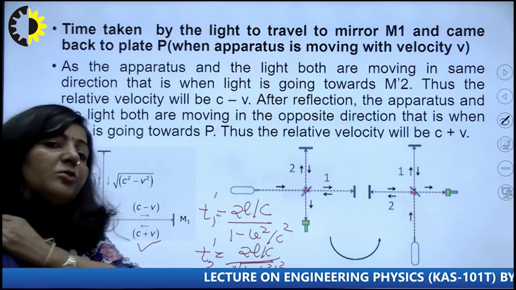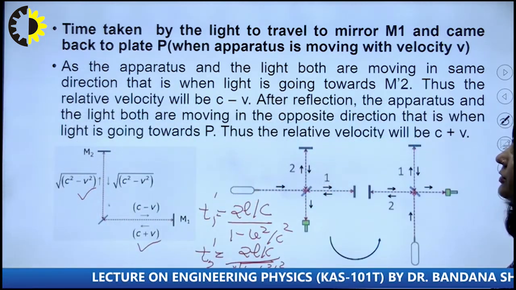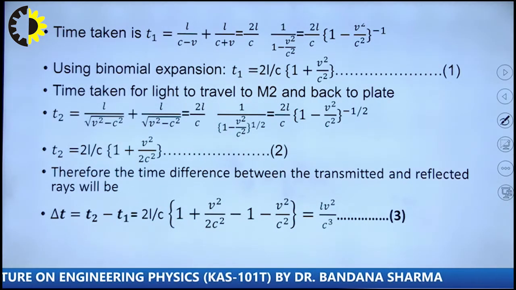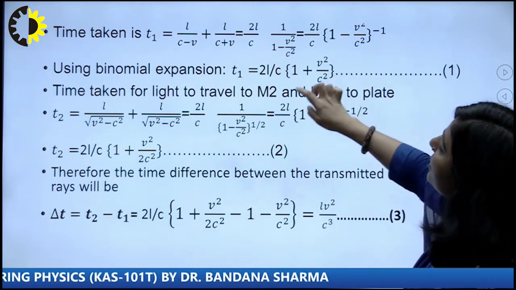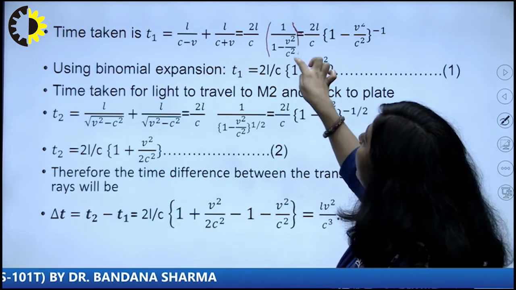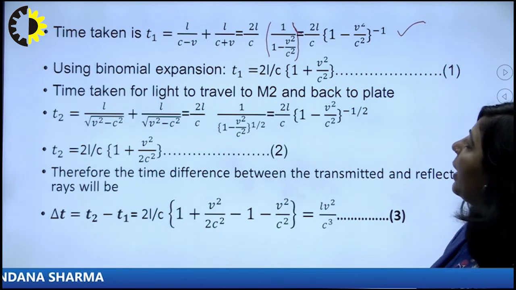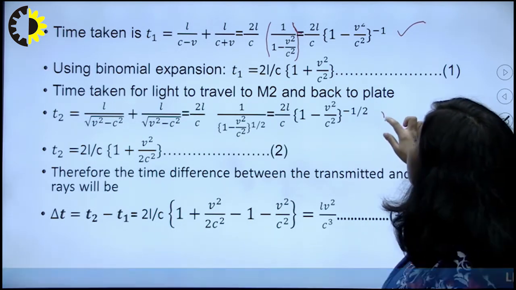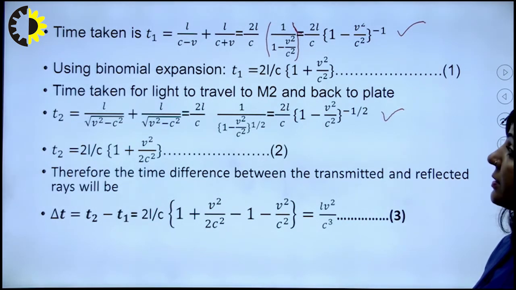What was the time difference when the apparatus was at rest? The time difference was 0, but now that time difference is not 0. It is having some different value, right? So we have already done this particular part. Your T1 is 2L by C into 1 minus V square upon C square here. And your T2 is equal to 2L by C upon under root 1 minus V square upon C square. A difference in these two.